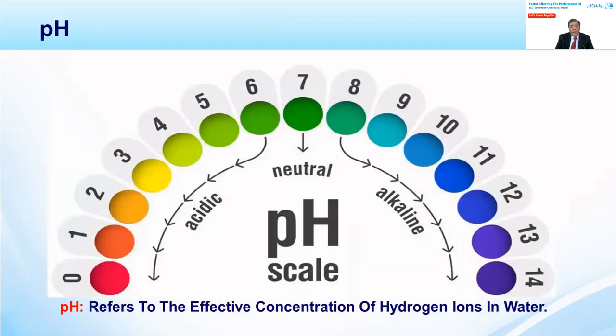There is a pH scale, you are all well aware, it is a concentration of hydrogen ion in the water. And from 8 to 14 is the alkaline range, and 0 to 6, you can say, is the acidic range.